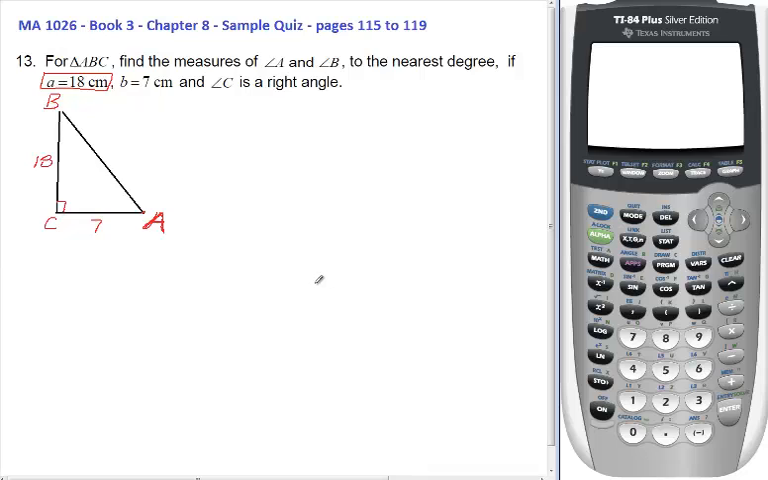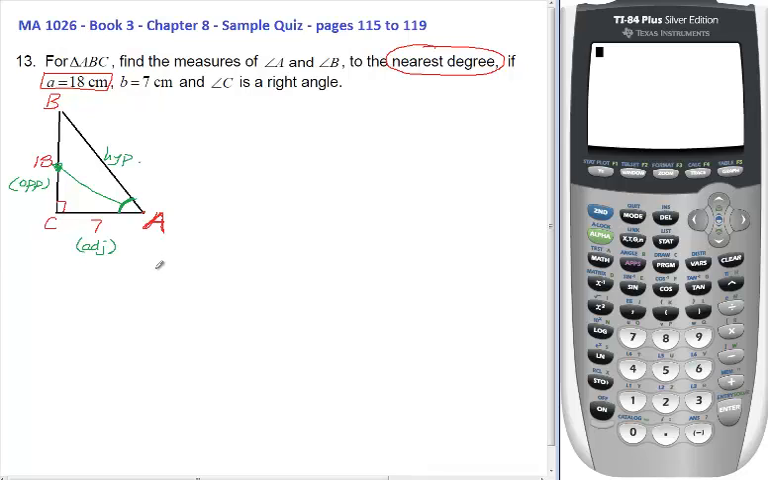Now you're asked to find angle A and angle B to the nearest degree. Nearest degree means no decimals, round off. We have to decide what we're using, so let's pick angle A first. If I pick angle A, then I know that 18 is opposite that side. The right angle is opposite the hypotenuse. We don't need the hypotenuse because there's no measure given for it, but that does tell us that 7 must be the adjacent side.